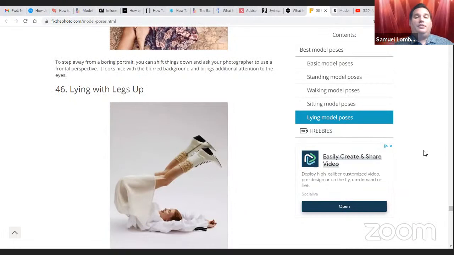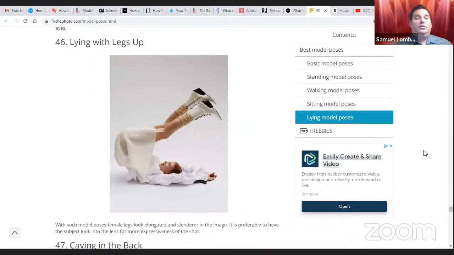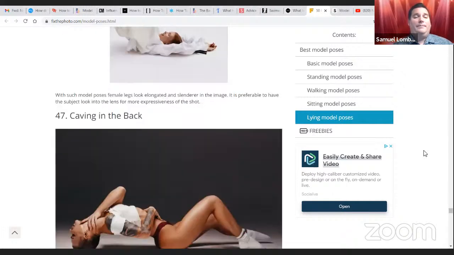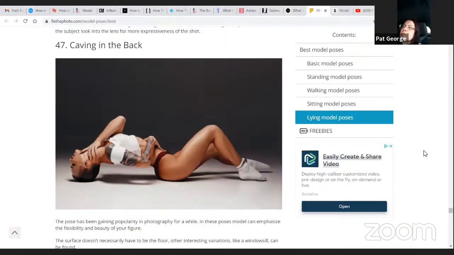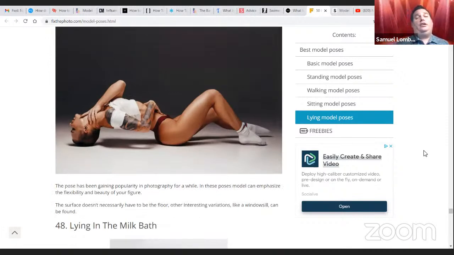Lying with legs up. This is actually very interesting. I consider this one of the fun poses, because you're not technically really doing anything, but it is kind of showing some character when you're doing this. In such model poses, female legs look elevated and slender in the image. It is preferable to have the subject look into the lens for more expressiveness of the shot. Then we have the caving in the back pose. That is where you're actually on your back, but you're anchored up. The chest is anchored up. And then your legs are pretty much pointed upward.